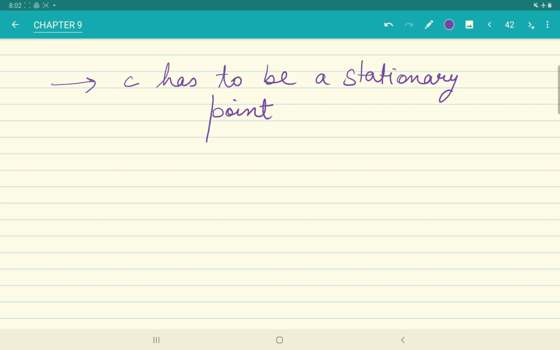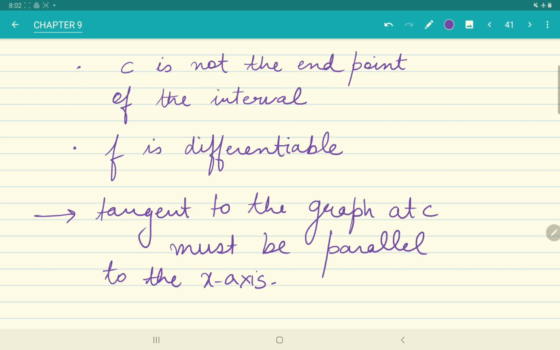What I mean to say here is that once I start with the case that there is a function f that has a maximum or a minimum at point C in the interval I, C is not the end point of the interval, and f is differentiable.